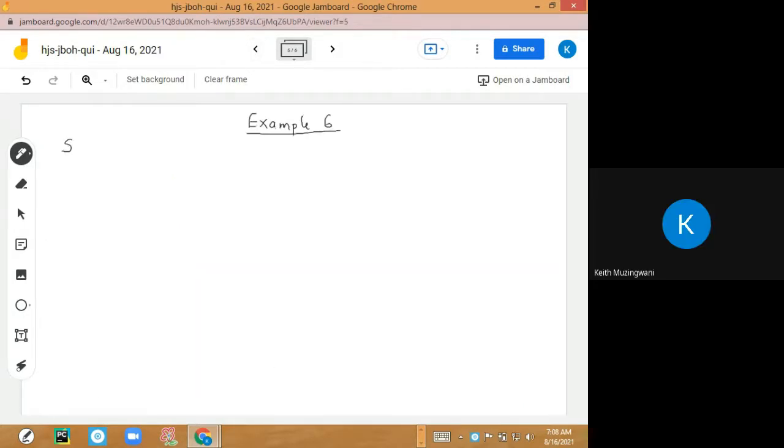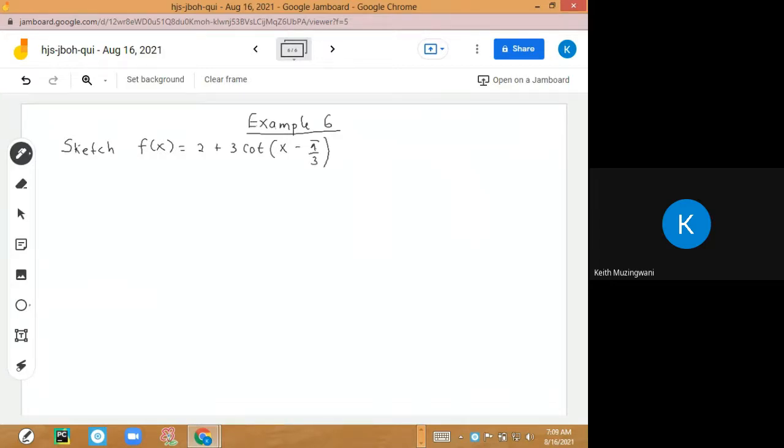Otherwise, when cot is positive, then put up something else. Let's say x minus pi over 3. Let's do this.